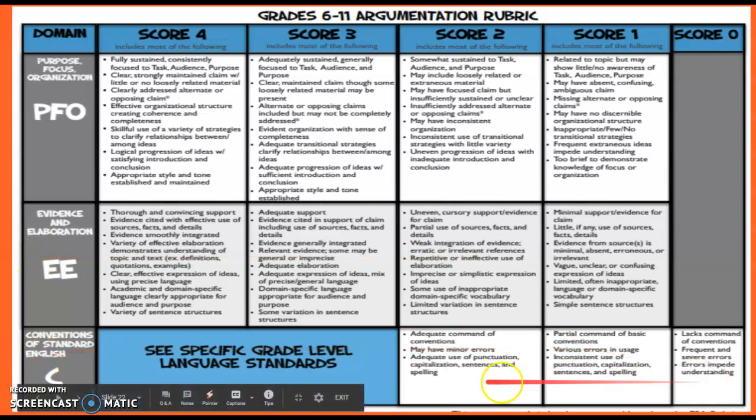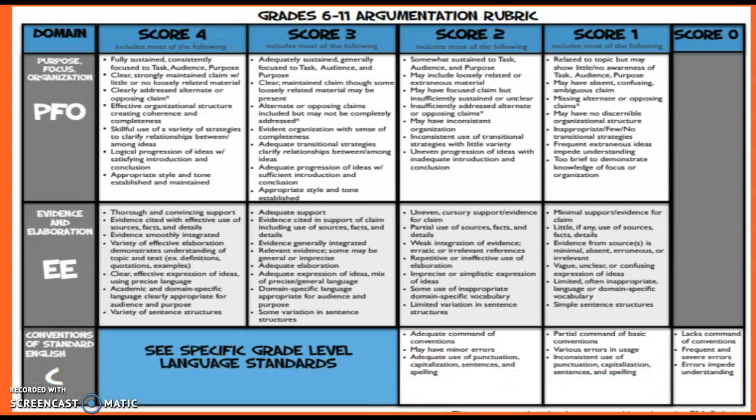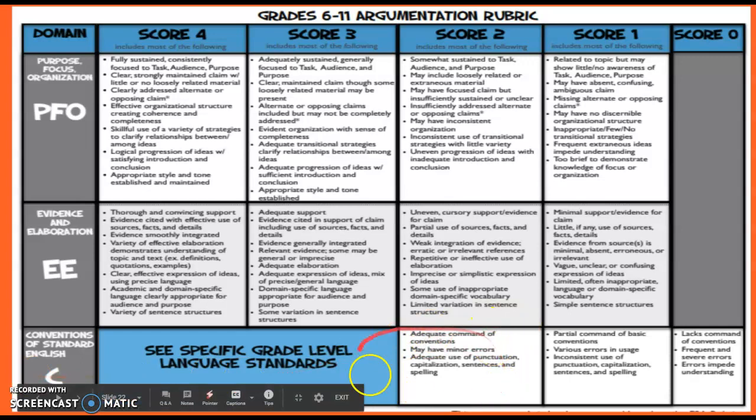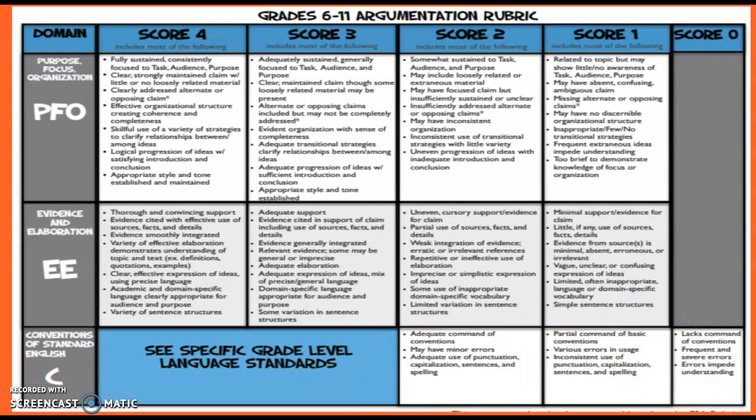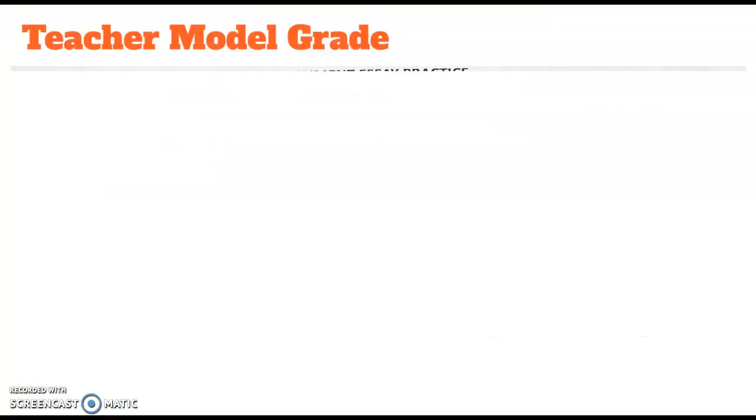Last but not least, conventions of standard English. Are you spelling things correctly? Are you using the correct punctuation, capitalization at the beginning of a sentence, periods at the end, good solid transition words? These you can only score 2, 1, or 0. So based on this rubric, you can get an overall score of a 10 on your FSA rubric. So make sure you know these specific categories before you take your test.